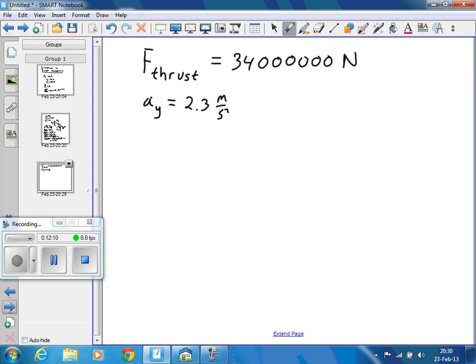This is not a very large acceleration. The acceleration became larger as the rocket burned fuel and became lighter. But at liftoff, its acceleration was about 2.3 meters per second squared. Now, with this information, we can solve for the mass of the rocket. And I'll show you how.